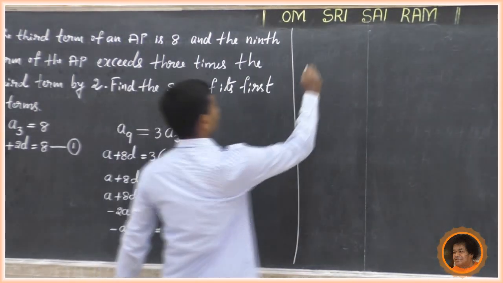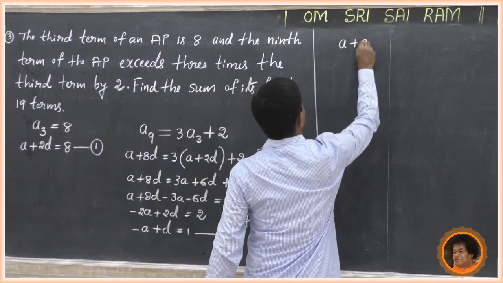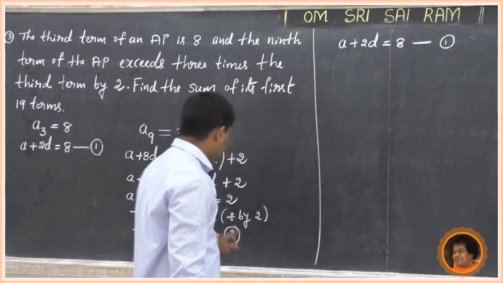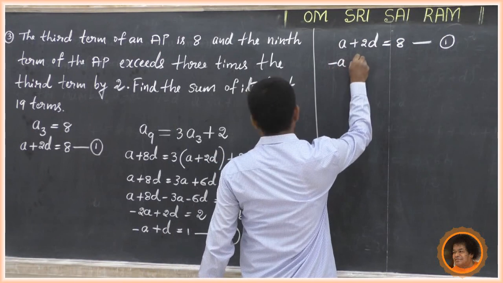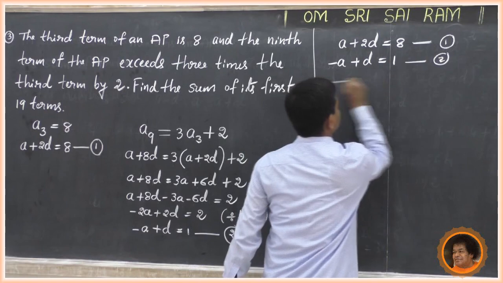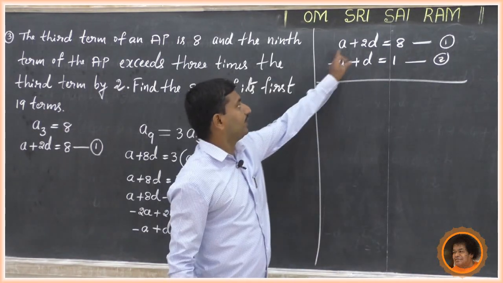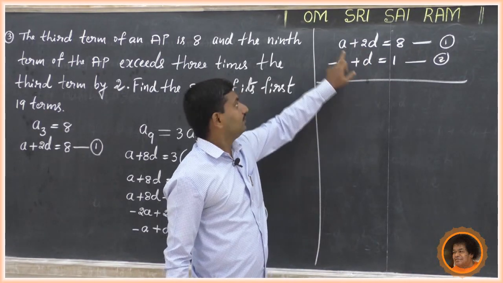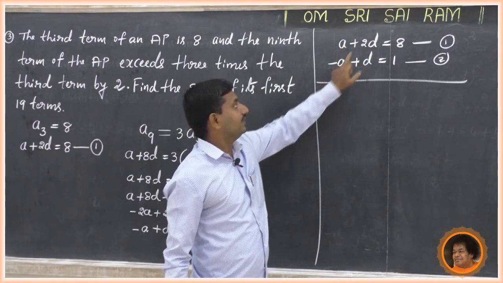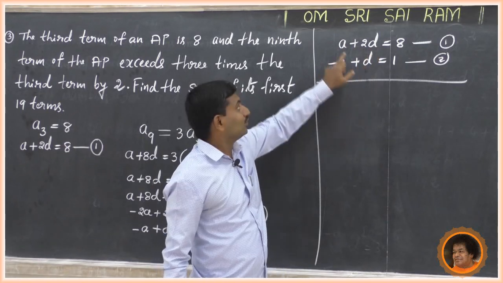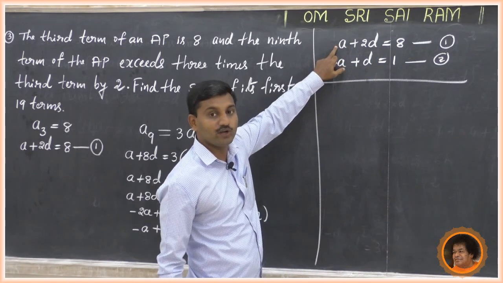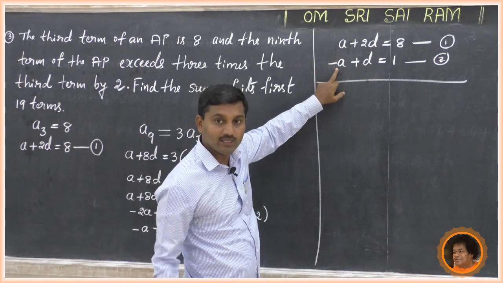So what is the first equation? First equation, a plus 2d equals 8, equation number 1. The second equation, minus a plus d equals 1. That is the second equation. Eliminate any one of the variables. Just look at the variables. Here plus a, minus a. Here plus 2d, here plus d. So the same variable, same coefficient. Here the numerical coefficient is 1, here also 1, but with opposite sign.